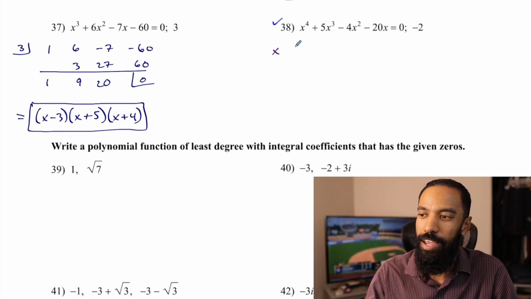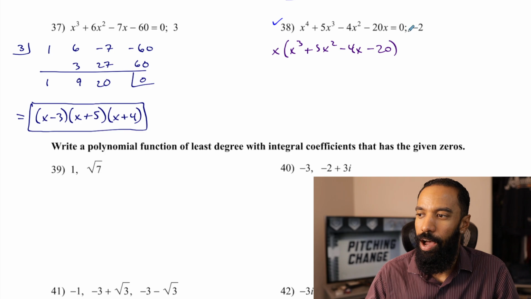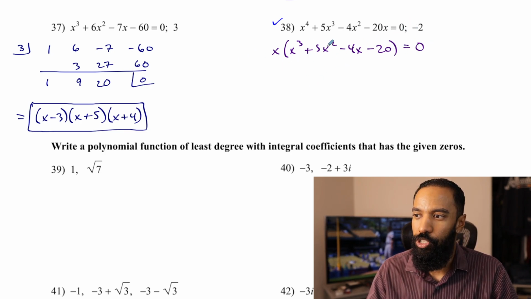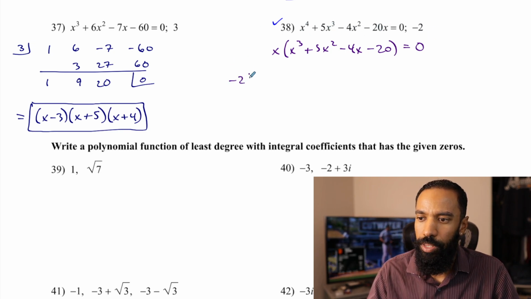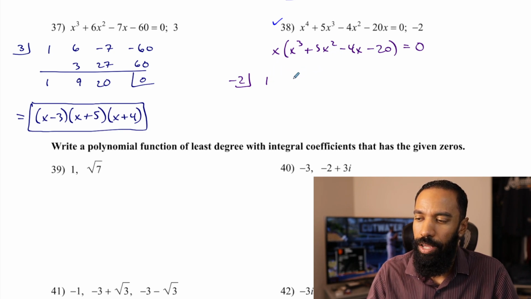X is a GCF right here. I could have also factored by grouping with this part here. I'm not going to. Negative 2, given, I don't know why they're saying equals 0 here. Negative 2 is one of the roots. I guess calling it a root for the 0. But negative 2 is one of the roots here. And let's go and play with this inner guy right here. 1, 5, negative 4, negative 20.